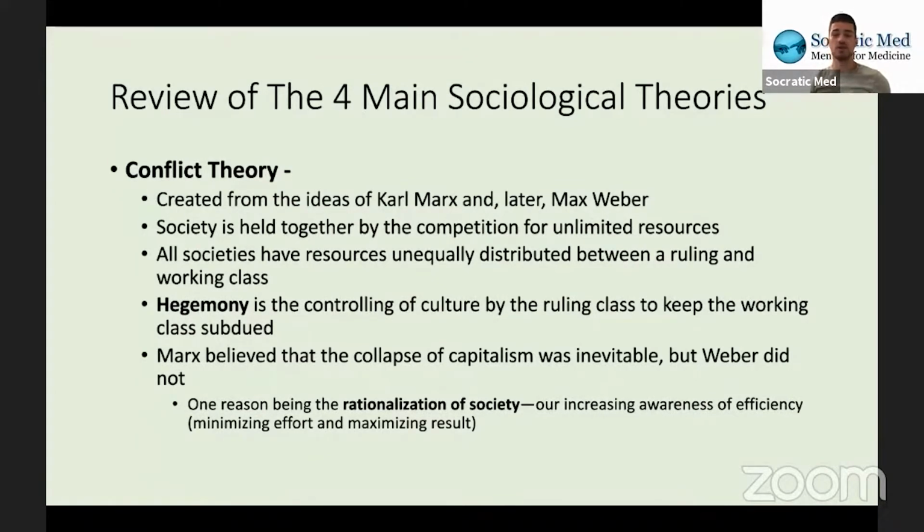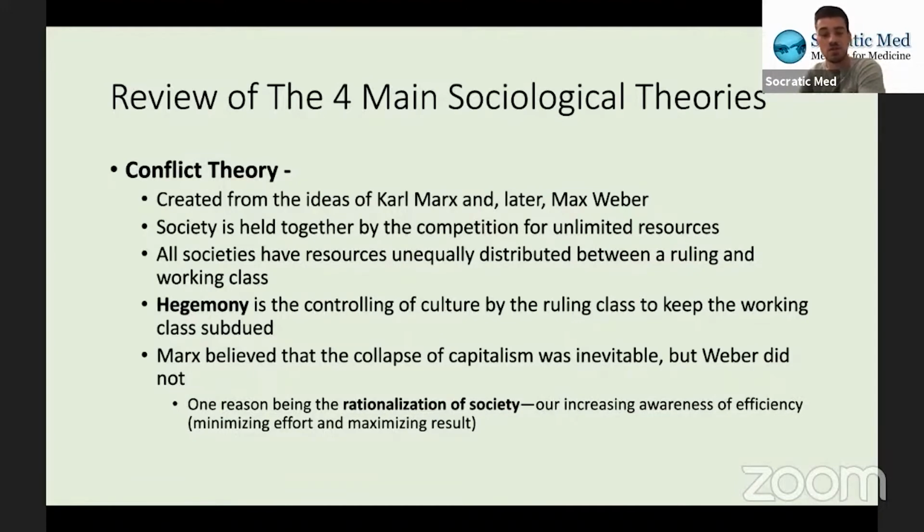Hegemony is the controlling of culture by the ruling class to keep the working class subdued. So we have these two classes. Obviously, the resources are distributed more heavily amongst the ruling class than the working class. And then there are a multitude of ways the ruling class keeps the working class in order. And one of the most important ways that they do that is through hegemony.